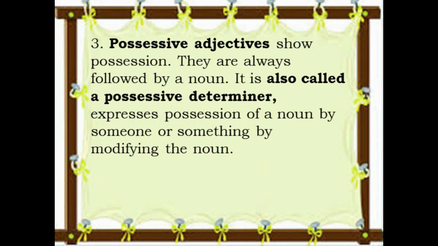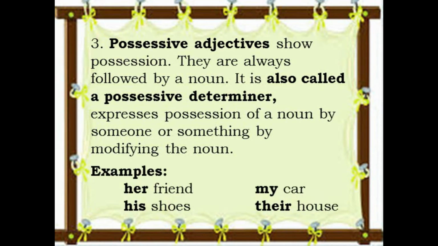Number 3. Possessive adjectives show possession. They are always followed by a noun. It is also called a possessive determiner. Expresses possession of a noun by someone or something by modifying the noun. Examples: her friend, his shoes, my car, their house. Her, his, my, and their are examples of possessive adjectives.